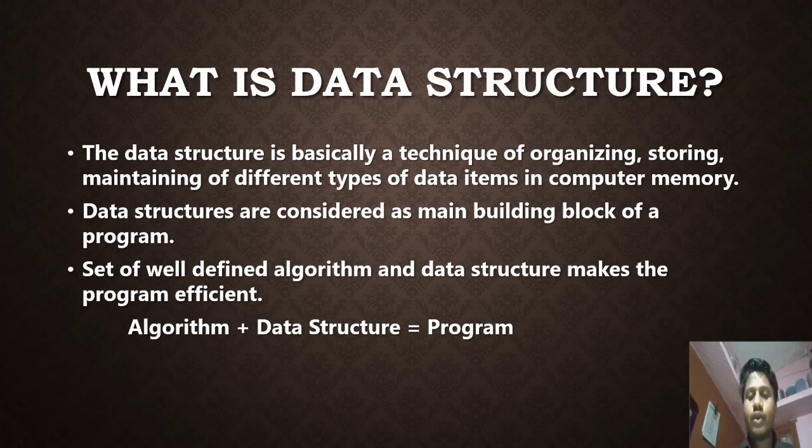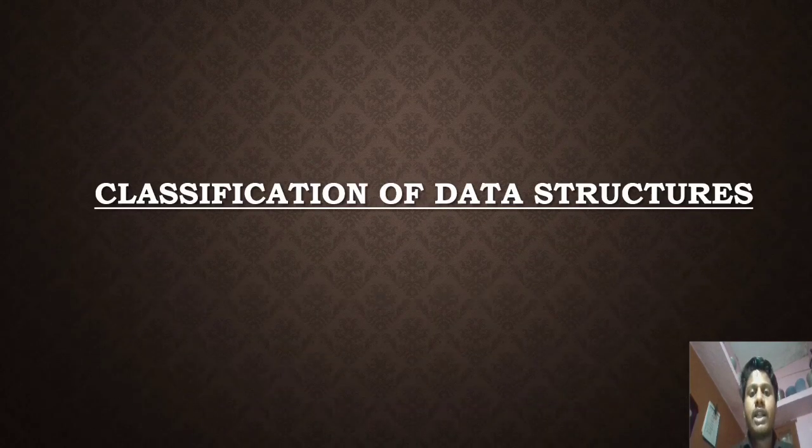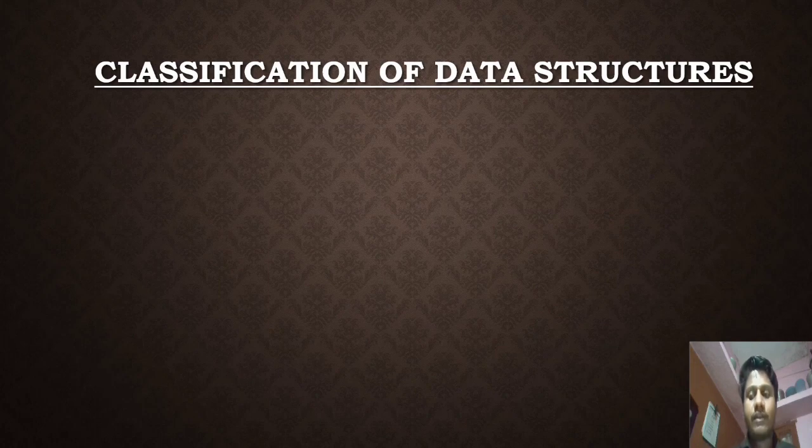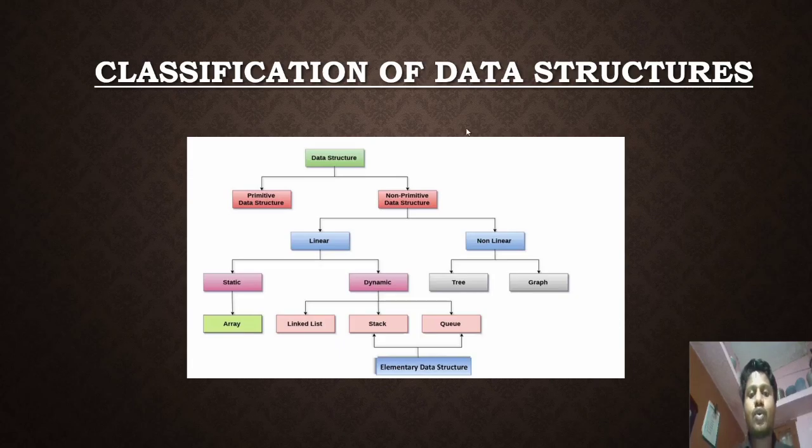Let's go to the classification of data structures. Data structures are mainly classified into two types: primitive data structures and non-primitive data structures. Non-primitive data structures are further classified into linear and non-linear. Linear data structures are further classified into static and dynamic. In static we have arrays, and in dynamic we have linked list, stack, queue.